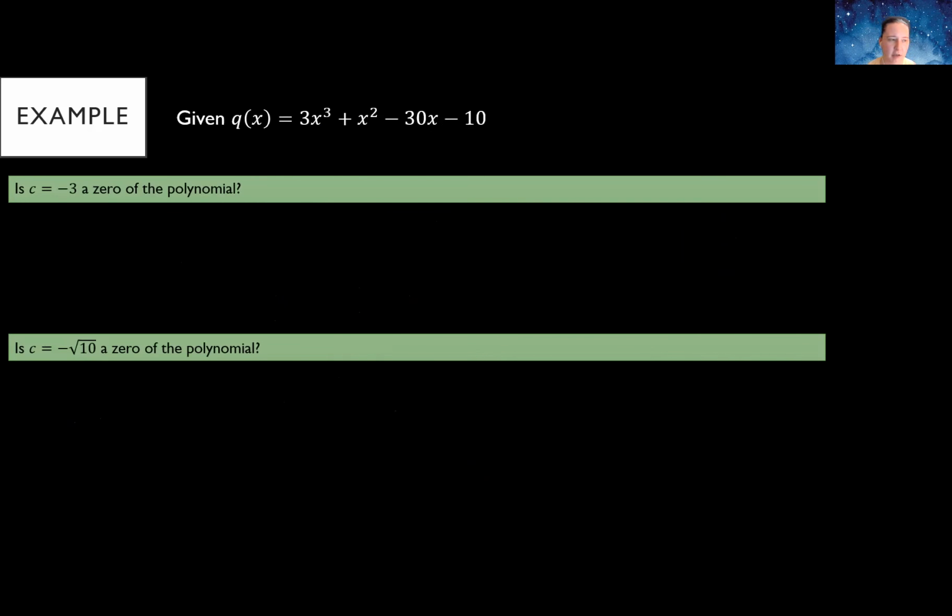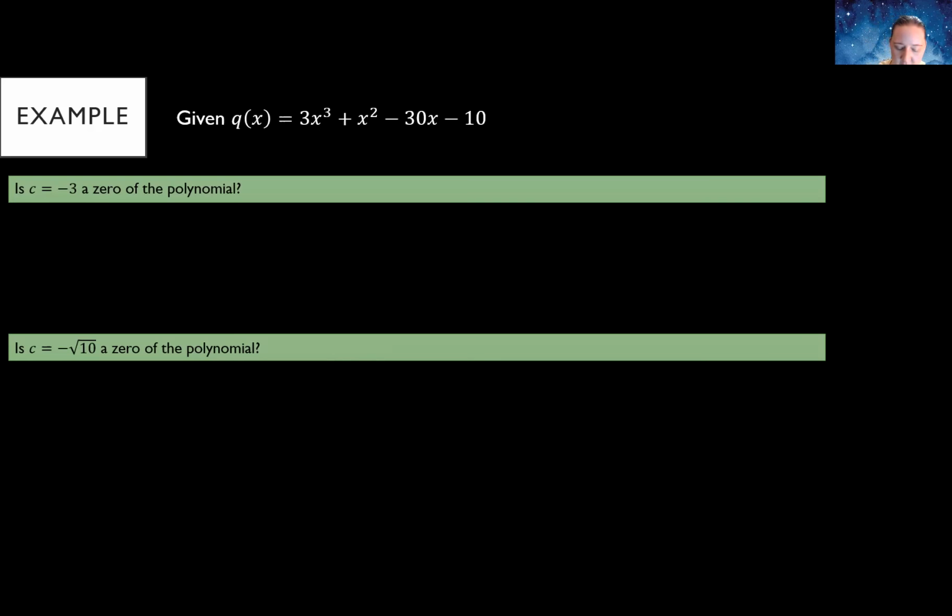Now we're going to connect this to zeros. So I've got a new function here, q of x. It's 3x cubed plus x squared minus 30x minus 10. The first question is, is c equals -3 a 0 of the polynomial? If c is a 0, when we do the synthetic division, the remainder will be 0. So to determine if it's a 0, you're going to do synthetic division using -3. If you get 0 at the end, yes. If you don't, the answer is no.